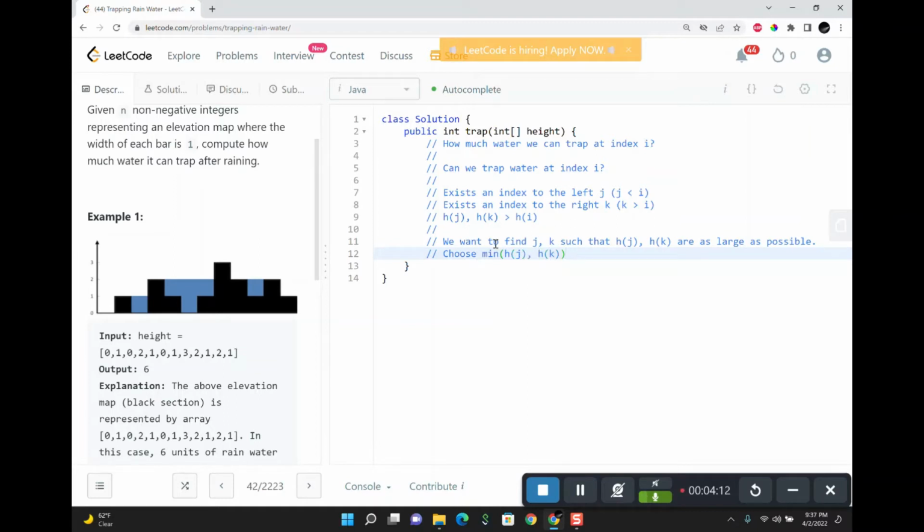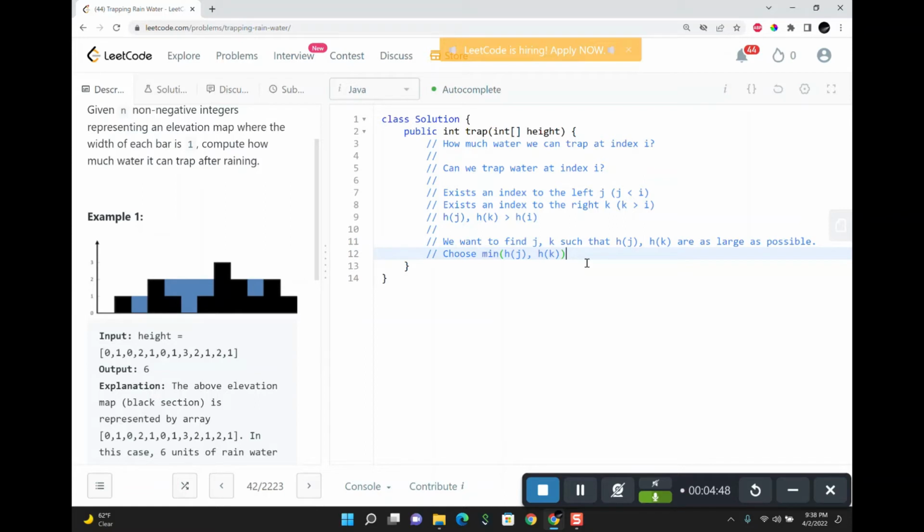Because if we choose one bound that is greater than the other bound, then we're going to have an overflow situation. So for example, at index I equals 3 or any index in between I equals 3 and I equals 7, the maximum left bound is going to be at height 2. The maximum right bound is going to be at height 3, right? Now, if we choose 2, we can fill up water perfectly fine. If we choose height 3, which is greater than the left bound at height 2, well, then we're going to have a situation where the water is going to overflow. It's not going to be bounded, right?